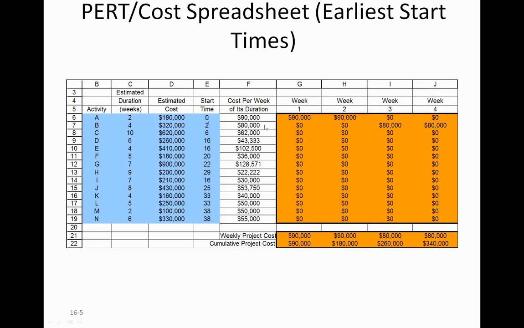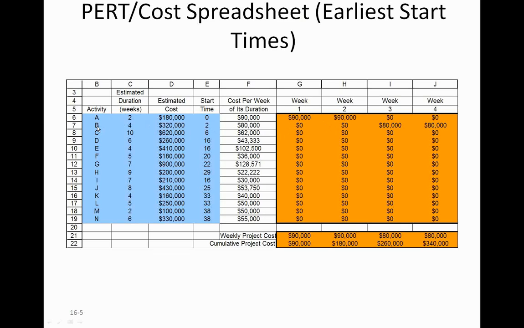Let's take activity A. Activity A start time is 0, so that is 0 right there. End of week 1, and also this start of week 2, end of week 2, which is same as start of week 3. Pay close attention to this.